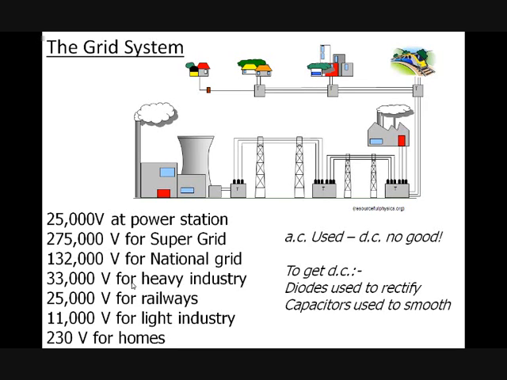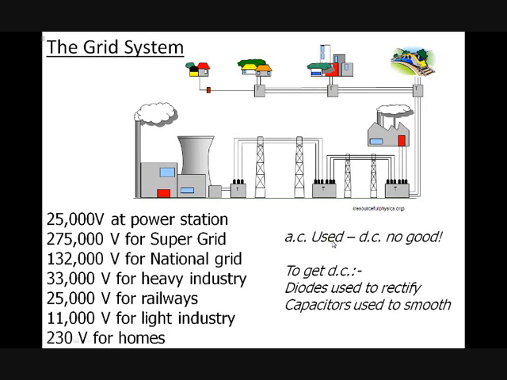So you might transmit it at 275 kilovolts for the supergrid, about 132 kilovolts for the national grid, and 33,000 volts for heavy industry using large machinery, which might need quite a high voltage. Railways use about 25 kilovolts, so you drop it down using step-down transformers, 11 kilovolts for lighter industry, and finally when it gets down to us at home, the voltage drops down to 230 volts and the current is increased accordingly.